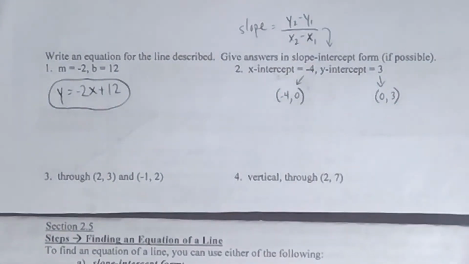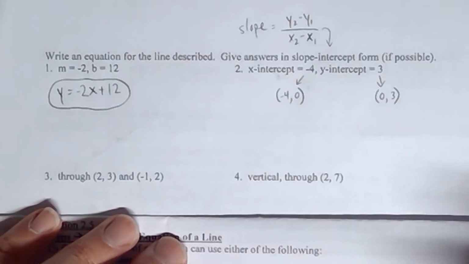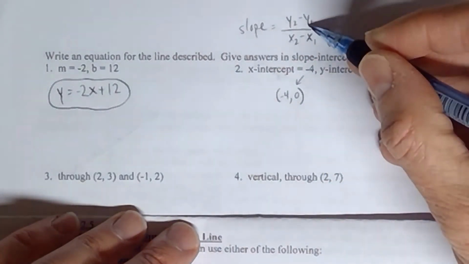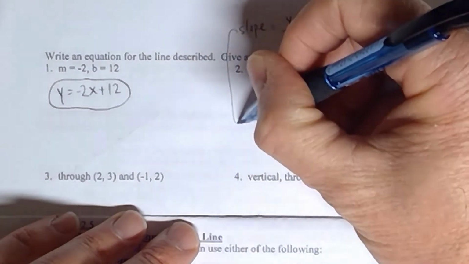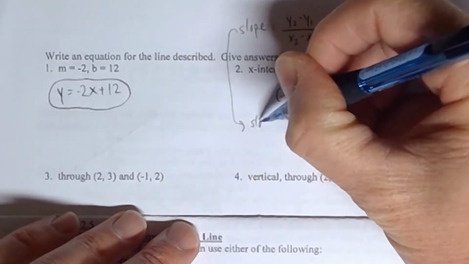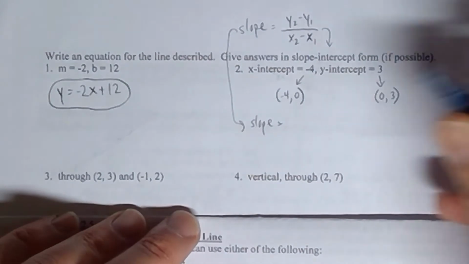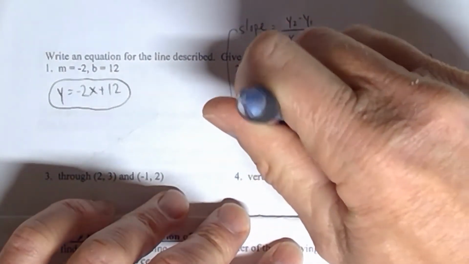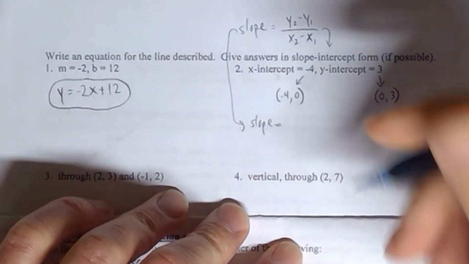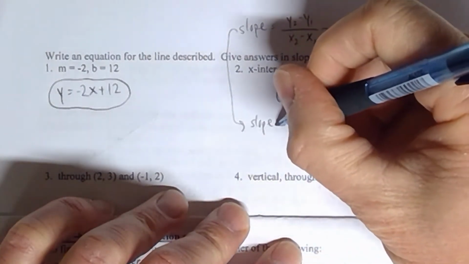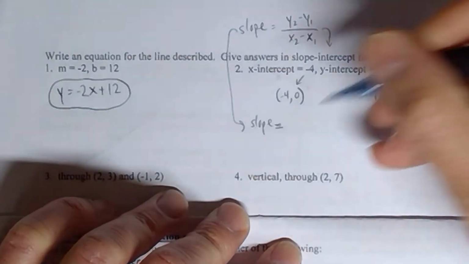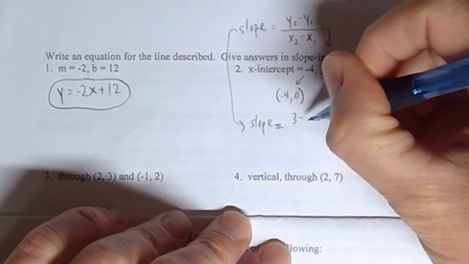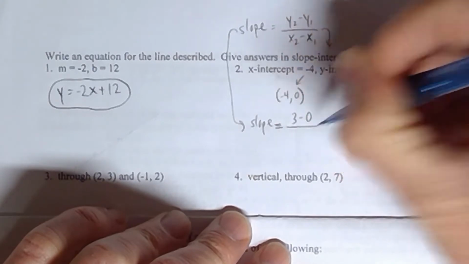What you can do in order to find out the slope, if you don't know it already, is to use this formula here. So again, you take the second x minus the first x. And so that would be 3 minus 0.